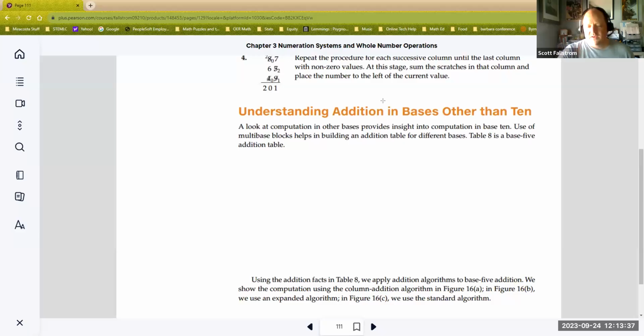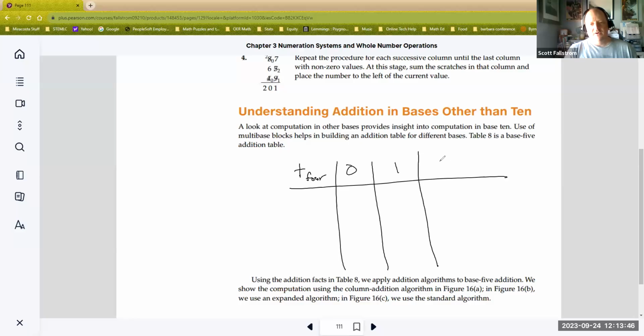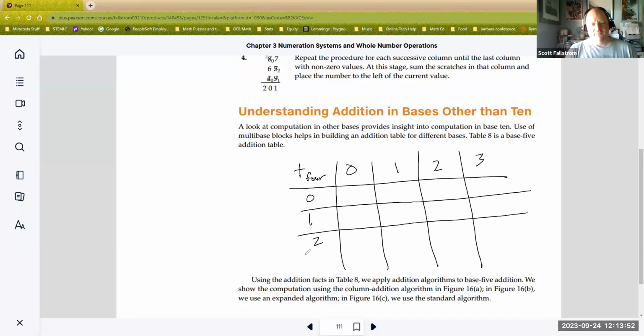So here we go. If I'm doing base 4 addition, I'd have a 0, a 1, a 2, and a 3, and I'd have those going across as well. Okay. So just go one by one. 0 plus 0 is 0. 1 plus 0 is 1. 2 plus 0 is 2. 3 plus 0 is 3. Remember, we're in base 4. Anything bigger than 4 or equal to 4, I got to regroup.